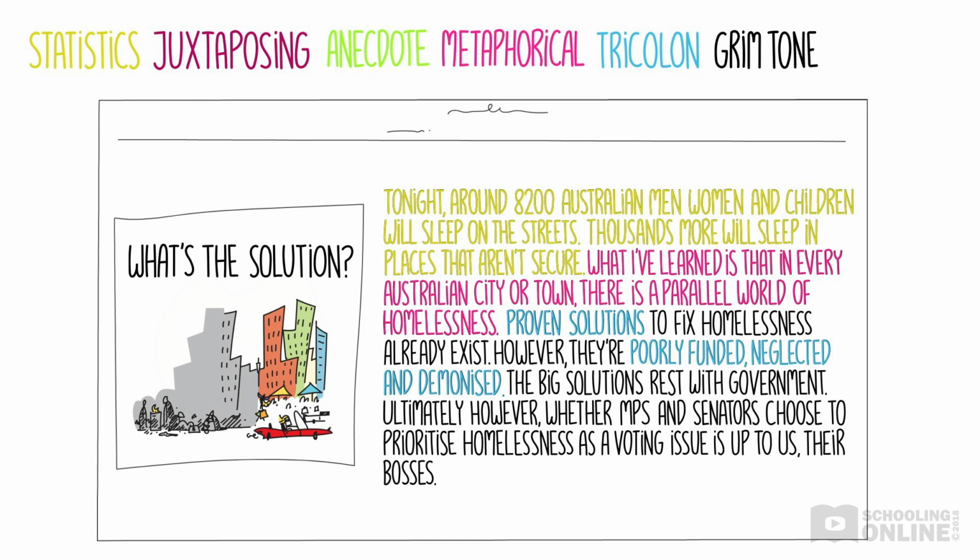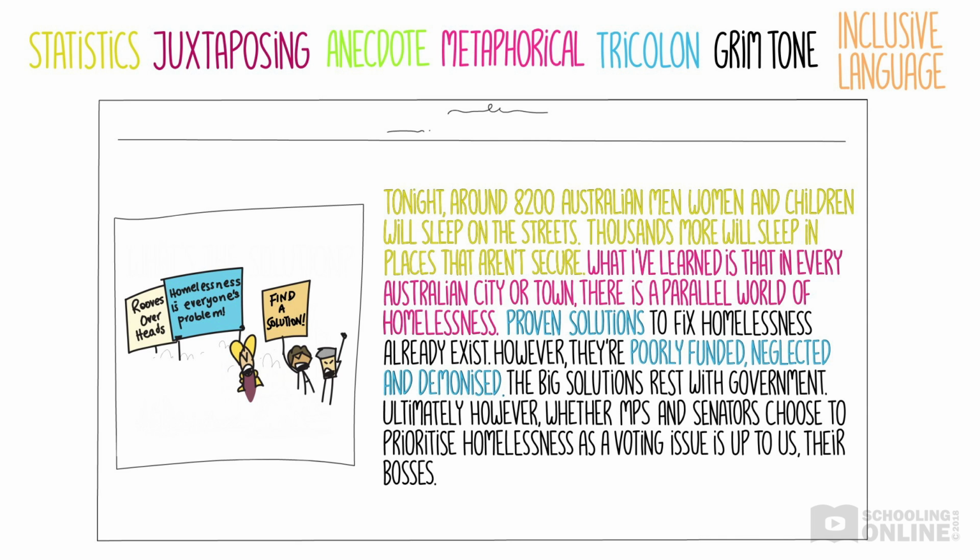What's more, Law ends the article with powerful inclusive language, that is, words such as we and us that include the reader. The article concludes as Law argues that at the end of the day, it's up to us as voters to make positive change in society. This destabilises the assumption that homelessness is basically someone else's problem.